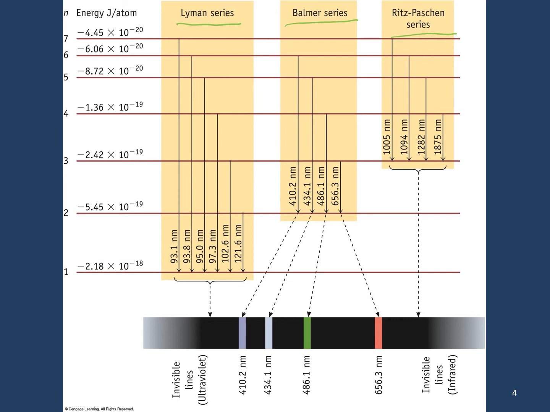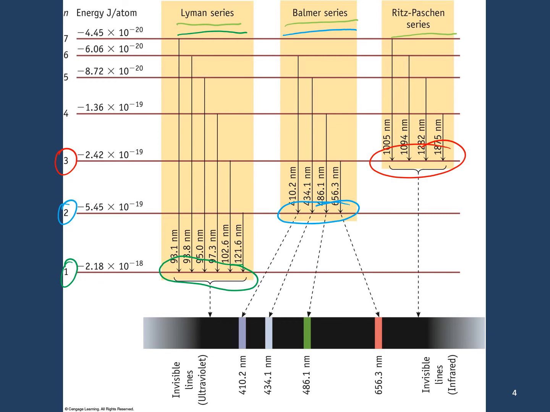what the Lyman series means. And if you look at the Lyman series, all of them are going from a higher energy level to a lower one, but specifically all of the arrows are ending at energy level 1. But for the Balmer series, it's a little bit different. They're all transitioning to a lower energy level, but they're all going to energy level 2. And finally, for the Ritz-Paschen, notice all of the transitions end at energy level 3. And this is really the only difference between these different series.